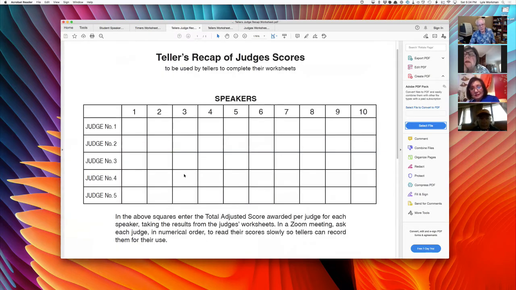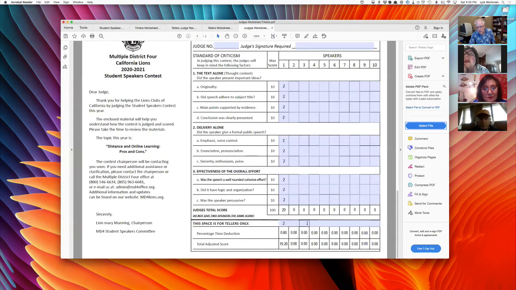The judges' scores are announced by each judge for each speaker. Judge number 1 says, I have this for speaker 1, that for 2, and this for 3, and they're written down by the tellers on this sheet. What we're doing is taking these numbers from the first 2 or 3 columns on the judge's sheet, the last box. He's announcing it because we can't see it.